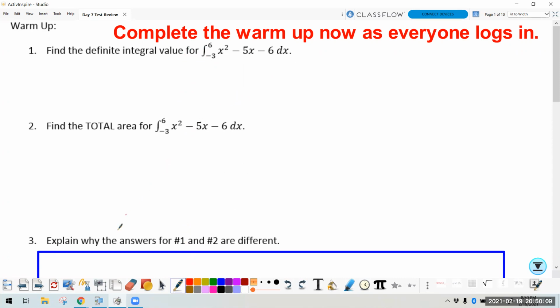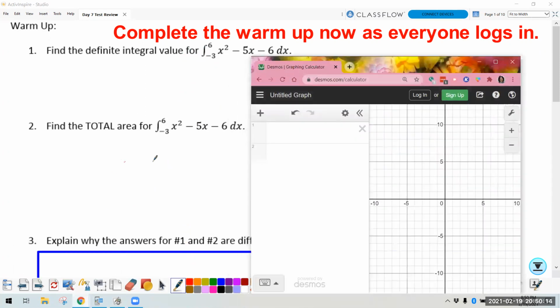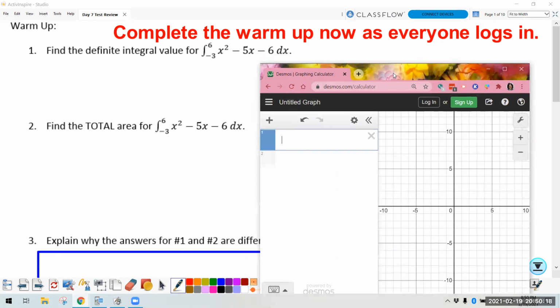And we actually have 3 different calculator methods, so I will show you all 3. The first one is in Desmos graphing. I'm going to type INT for integral. Put in my lower bound, my upper bound, my function, and it tells me negative 40.5.